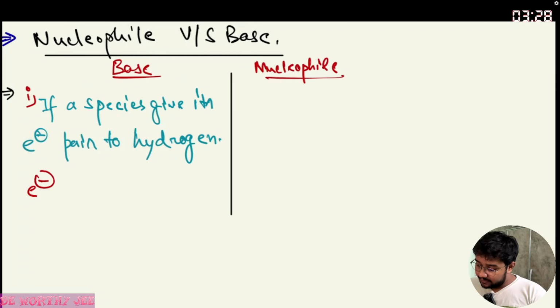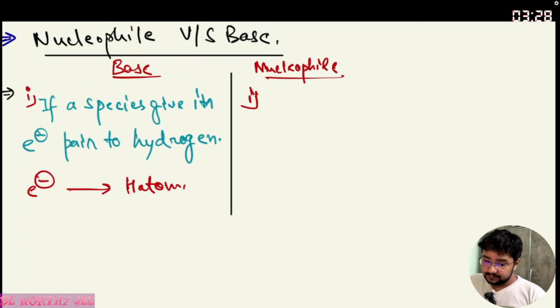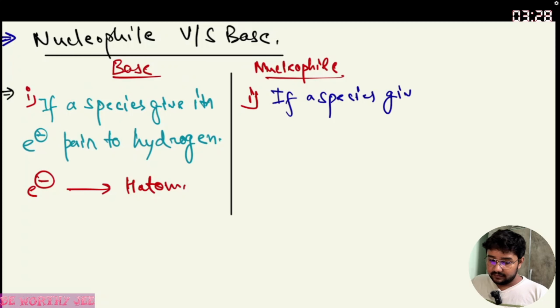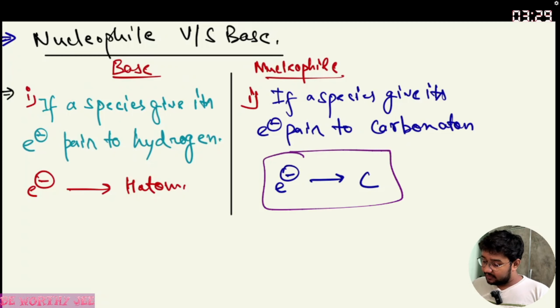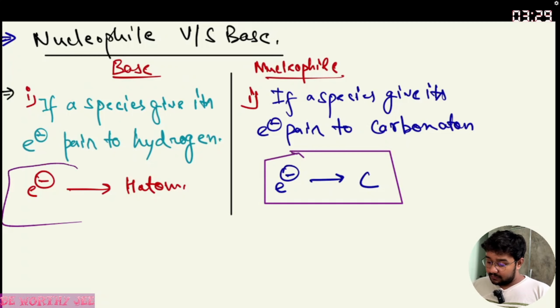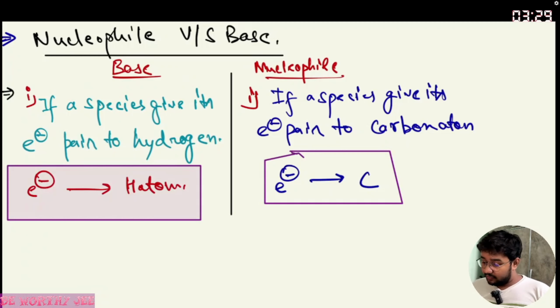So electron pair to H atom. Second, if a species gives its electron pair to carbon atom, okay, so it can be denoted by this. So you should remember this so that in the future you will use it.